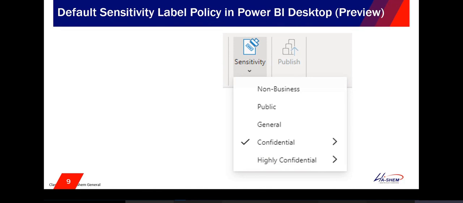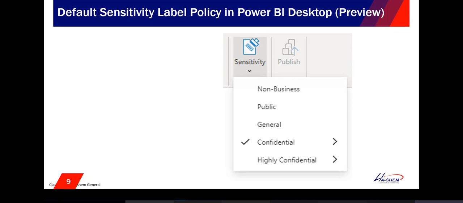So going forward, we have different sensitivity labels that we can attach to our reports. We all know that data is one of the most valuable assets within an organization. So labeling your reports based on their sensitivity is very key and very important. You have things like public reports, general reports, confidential reports, highly confidential reports, non-business reports. So as an analyst, one thing you want is to label the sensitivity of your reports.